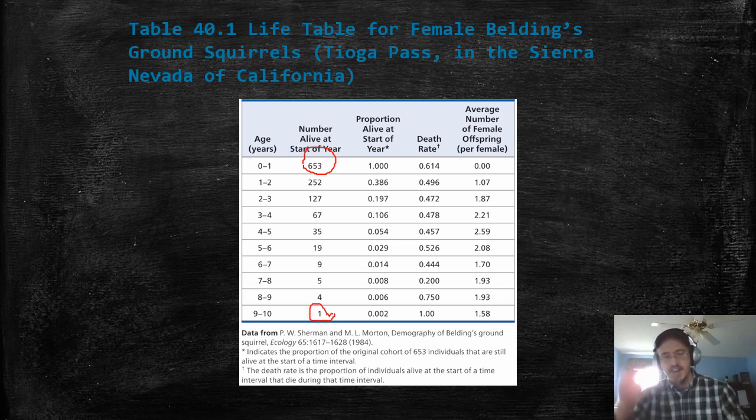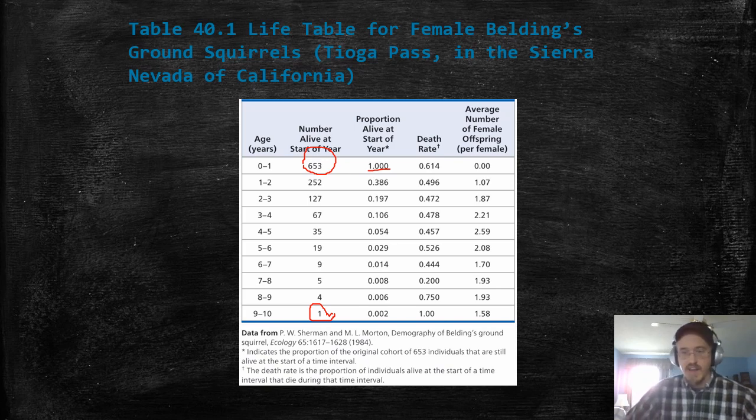So you can get an idea of how long these things live. They have the proportion alive from year to year. So 100%, or one, a proportion of one alive at the beginning. Look how many died by the time the next year rolled around. The number that were still alive was only about 38%, right? And so you can see how quickly they succumb to predators and things or disease year after year.